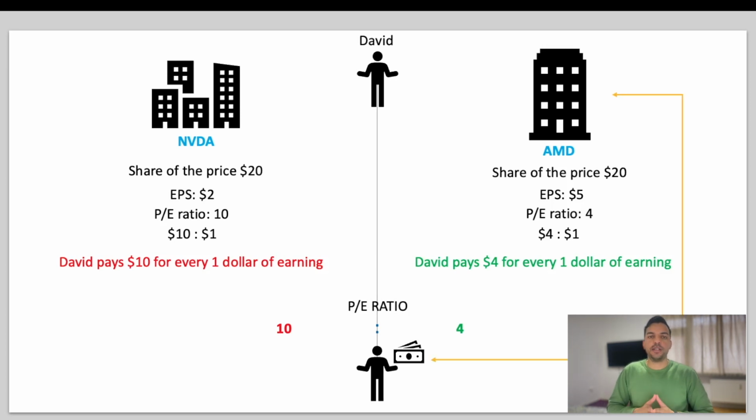But this is only one financial benchmark. You can compare companies, but there are many other terms you have to look at when you want to invest in a company in the same sector.